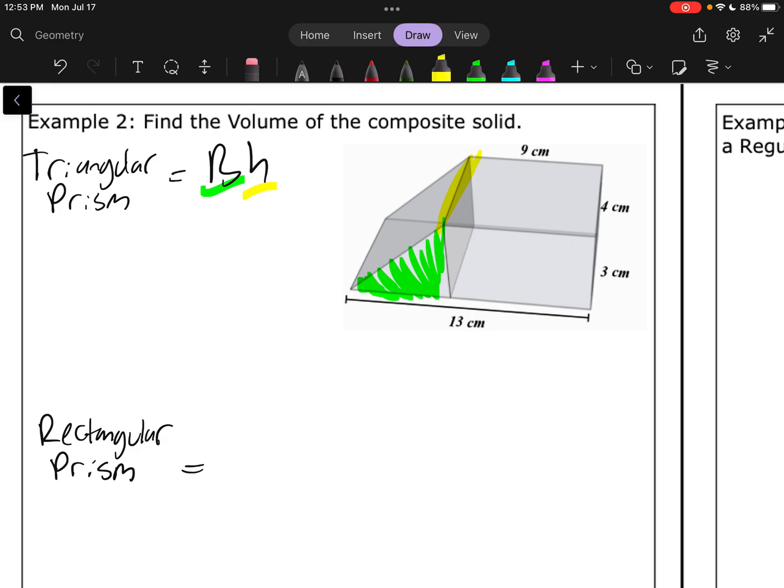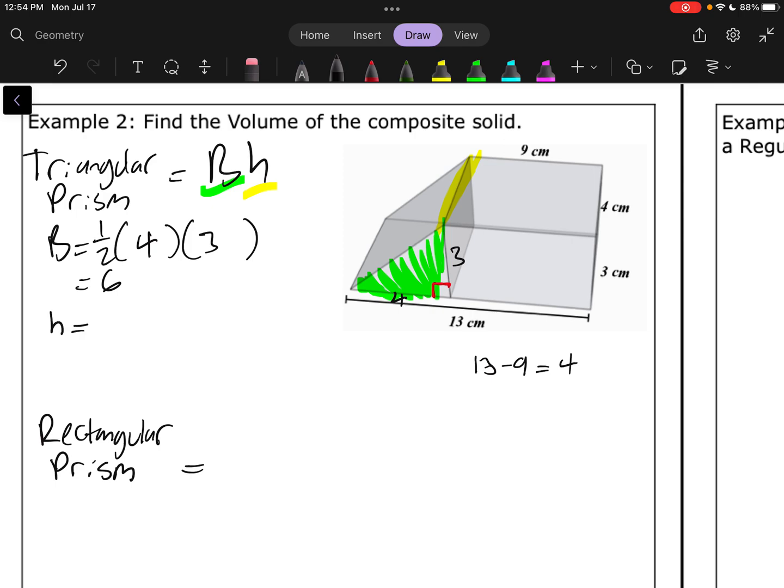So what do we want to do here? Well, for the triangular prism, the area of the base is this triangle here. It looks like it's a right triangle, so we'll do 1/2 base times height. The height is 3, from the other side of the rectangular prism we can see. And then 13 minus 9 gives me 4 for this part. So 1/2 times 4 times 3, which is 6.